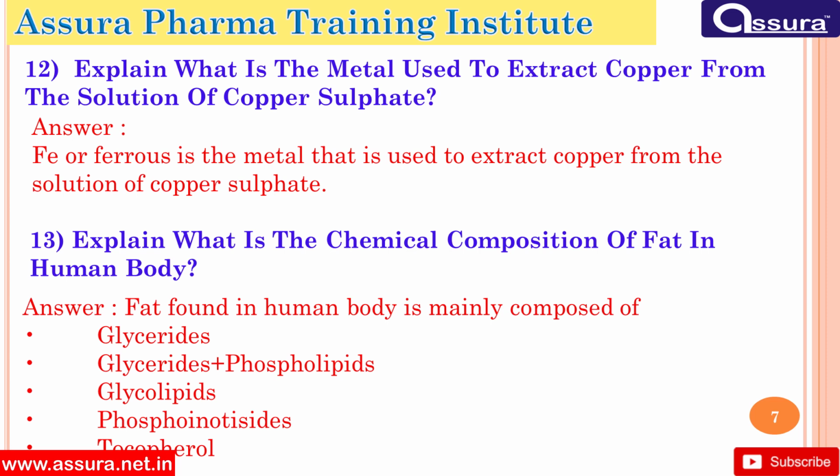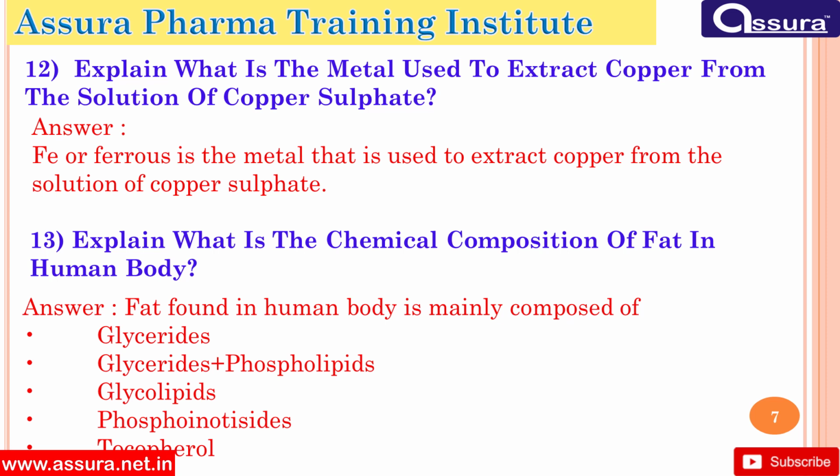Explain what is the metal used to extract copper from a solution of copper sulfate. Fe or ferrous is a metal that is used to extract copper from the solution of copper sulfate.